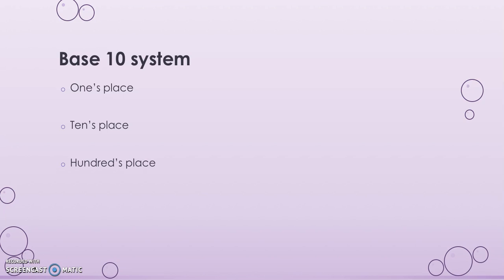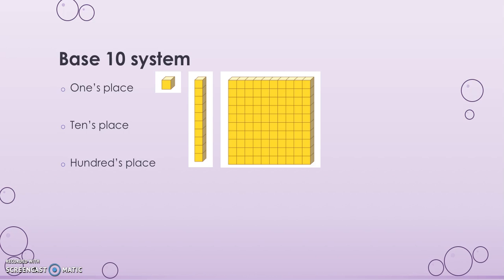First, we have the ones place. Then we have the tens place. And then we have the hundreds place. Each of these are represented by the different blocks. The ones place is represented by 1 block, the tens place represented by 10 blocks, and the hundreds place represented by 100 blocks.